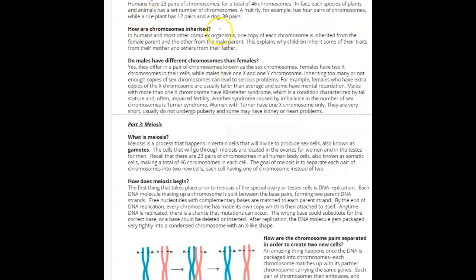Okay, so chromosomes are inherited. In humans, most other complex organisms, 1 copy of each chromosome is inherited from the female parent and 1 from the male parent.